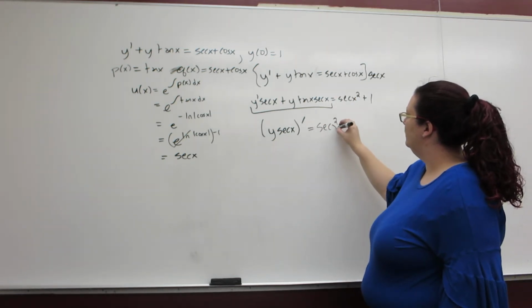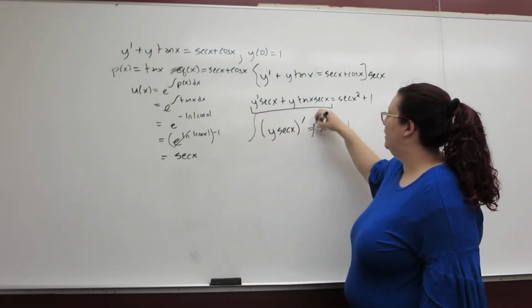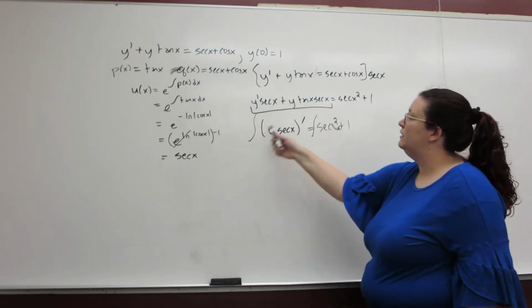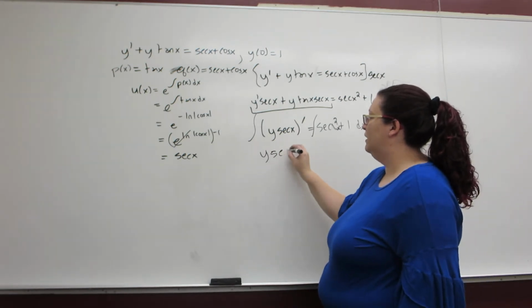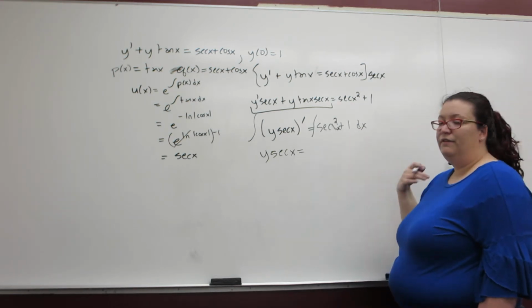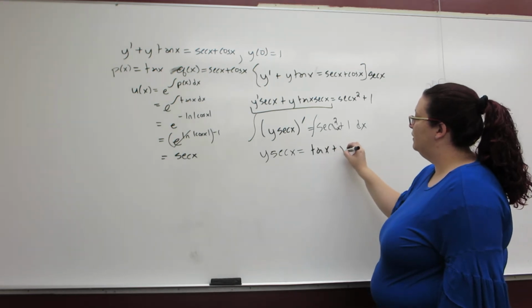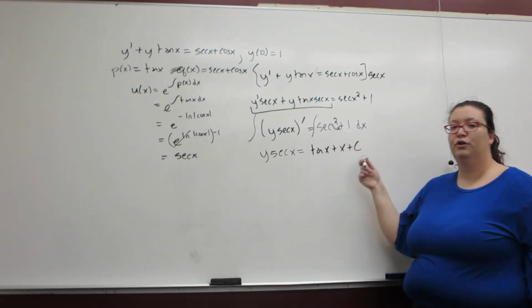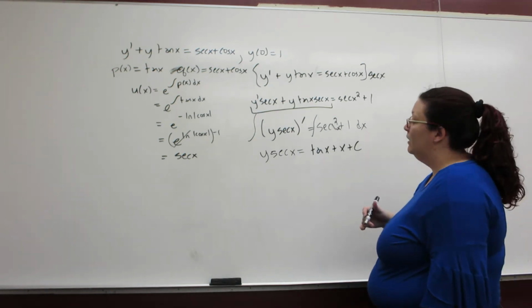This makes it much easier when I actually integrate both sides, because the integral and the derivative cancel each other out, leaving simply y secant of x on the left-hand side. On the right-hand side, I have the integral of secant squared plus 1, which is, of course, tangent of x plus x, and finally I'm going to put in my plus c here. This one absorbs all previous ones.